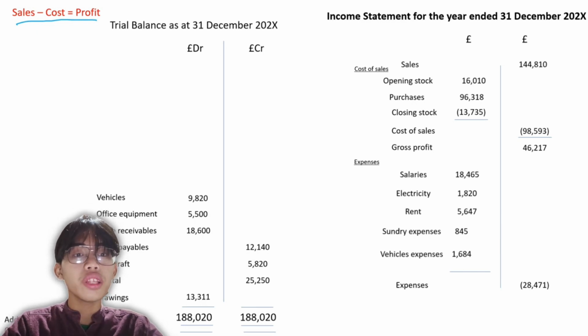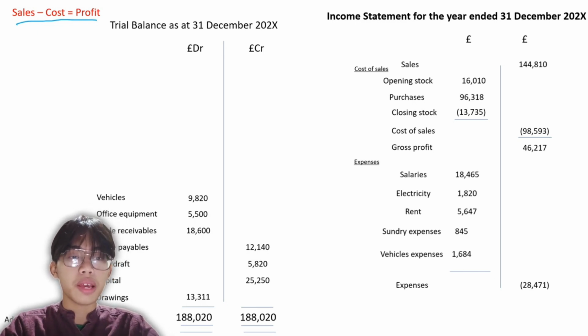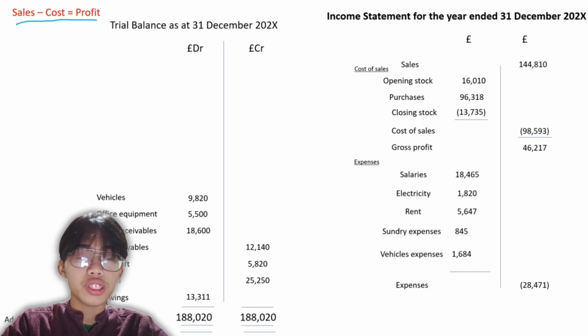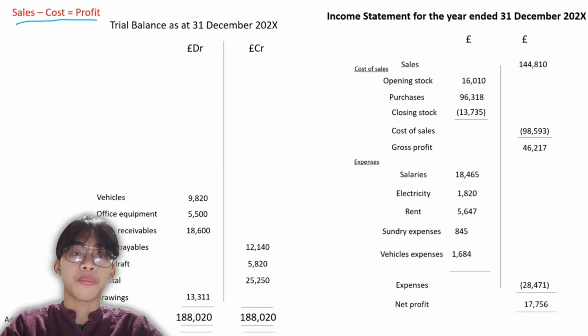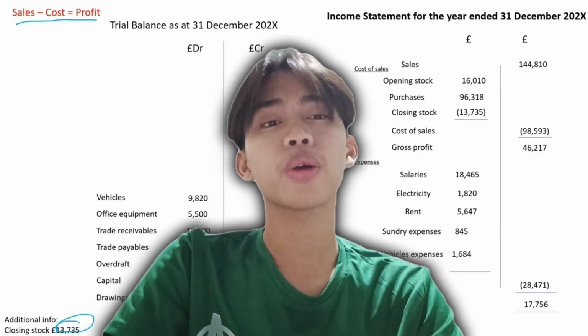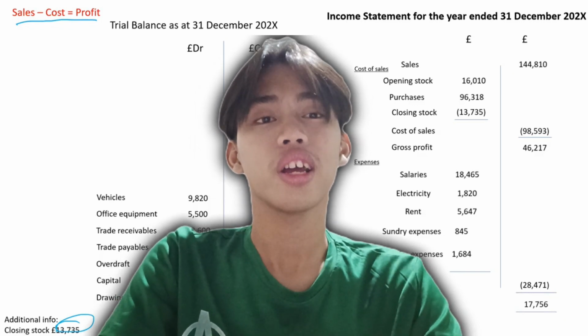Then we will deduct the expenses from the gross profit, which is 46,217 minus 28,471, and we can get the net profit of 17,756.